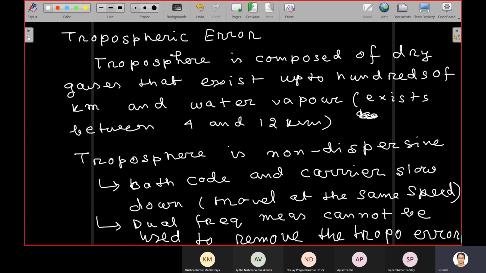Okay. So tomorrow we'll quickly see the expression of the tropospheric error, and then we'll do some comparison between the effects of ionosphere and troposphere on the GNSS signal. So that will conclude the discussion of the effects of the atmosphere on the GNSS signals as far as this class is concerned. And then we'll move on to the receiver operating principles.